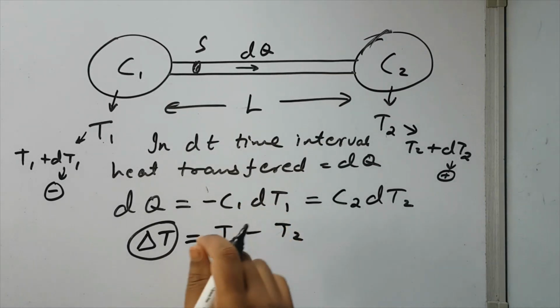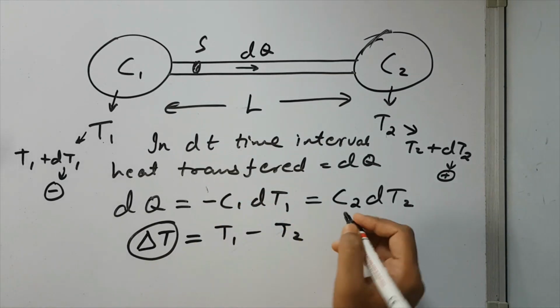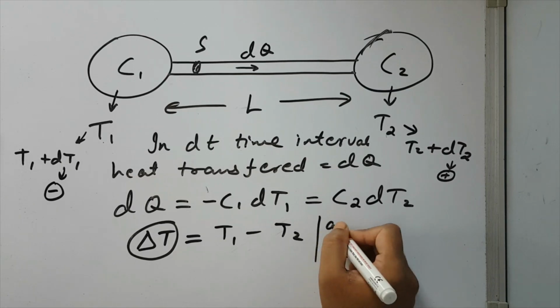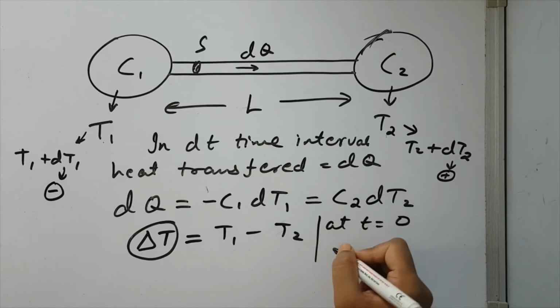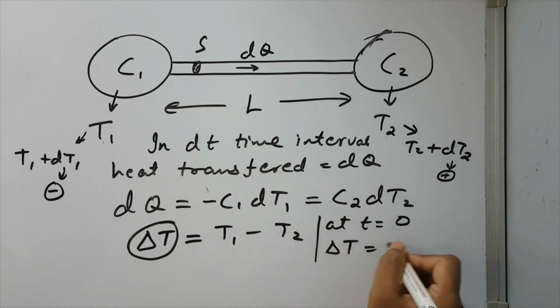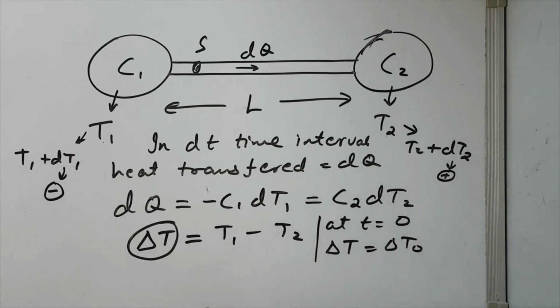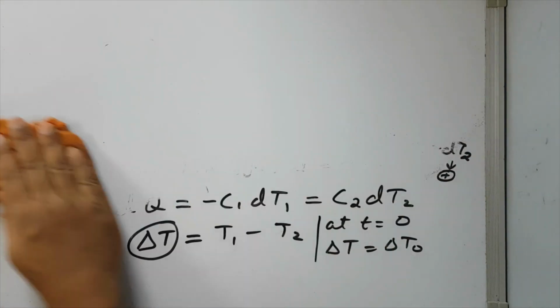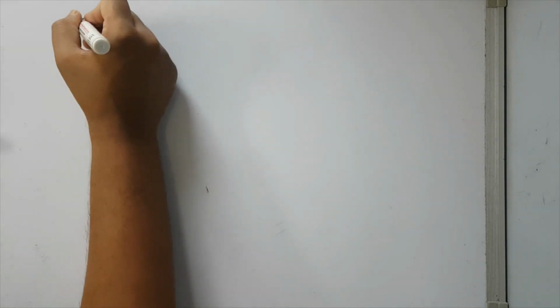Okay, so we are supposed to calculate this, and it is given that at t is equal to 0, delta T is equal to delta T naught. It's been given. Okay, so let's solve this. So what did we already write?